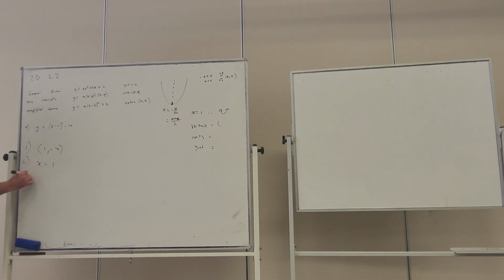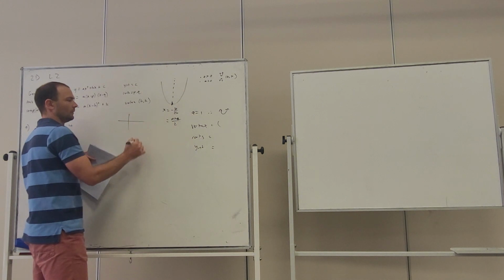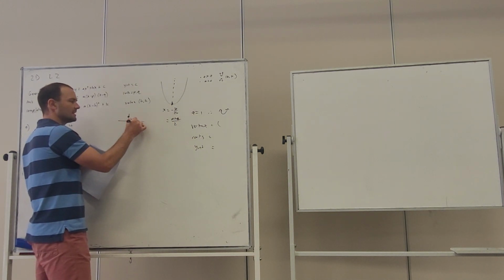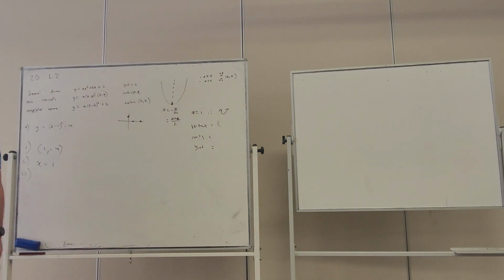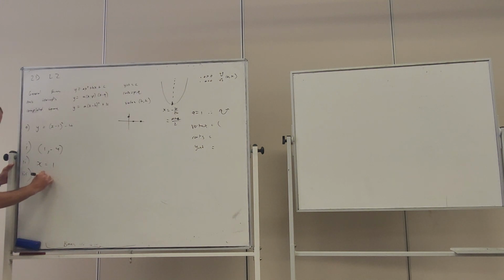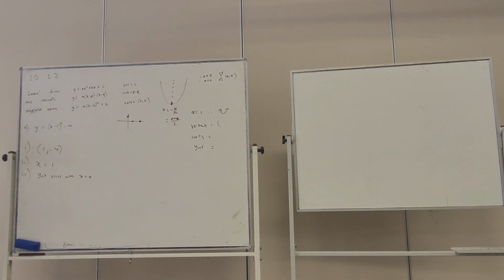Part 3, find the axis intercepts. Now, it hasn't specified which axis intercepts, and so that means we need to find all of them. So it's going to intersect the y-axis, and it's going to intersect the x-axis somewhere. So firstly, let's do the y-intercept. Just like yesterday, the y-intercept occurs when x is 0, all right, when x is 0.